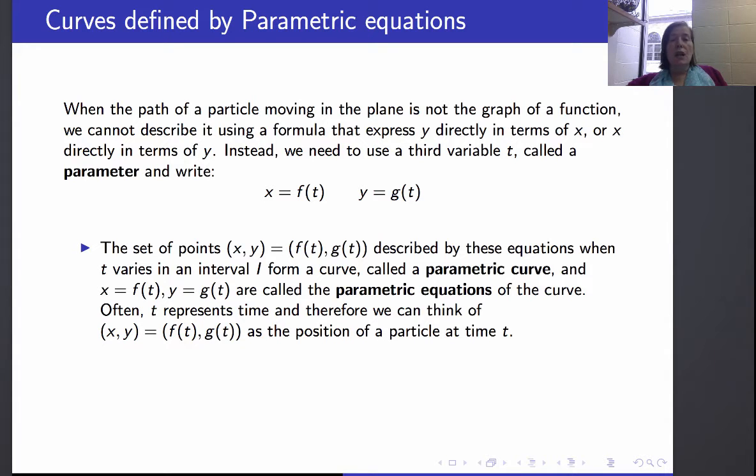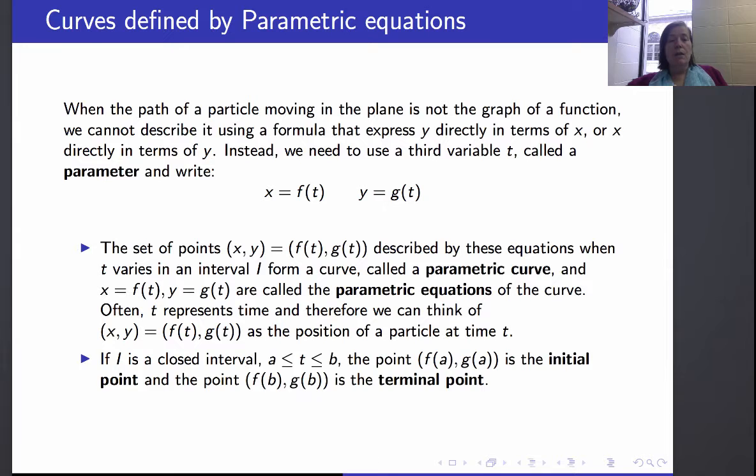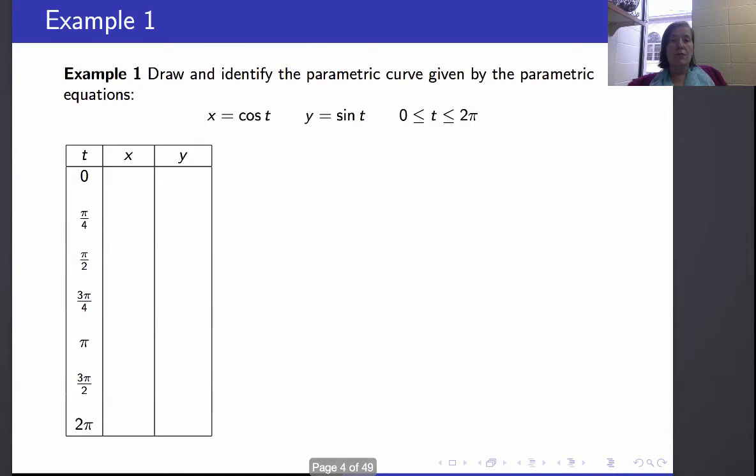The two equations, x equals f of t, y equals g of t, are called the parametric equations of the curve. As mentioned above, often t represents time, and we can think of (x, y) equals (f(t), g(t)) as the position of a particle at time t. If the interval upon which I'm plotting this curve is of the form a less than or equal to t less than or equal to b, then the point (f(a), g(a)) is the initial point, and the point (f(b), g(b)) is called the terminal point for fairly obvious reasons.